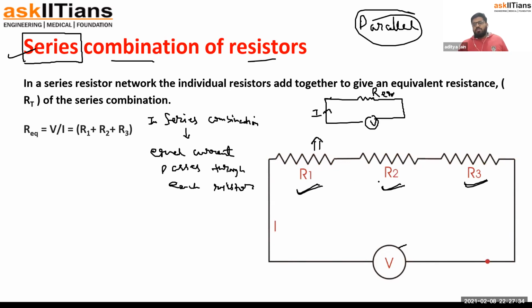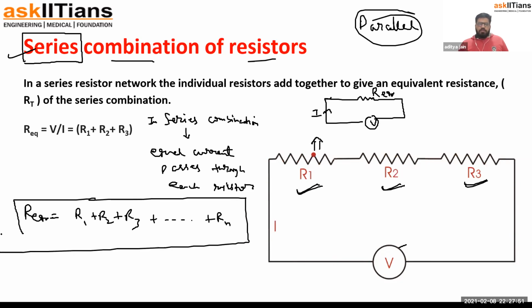So whenever series combination is present, what is the equivalent resistance? Equivalent resistance is the algebraic sum of all the resistors. I'm talking about the general formula. If there are n number of resistors, I'll simply add all these resistors like this: R1 plus R2 plus R3 up to Rn. This is the formula for the equivalent resistance of all the resistors in a series combination.